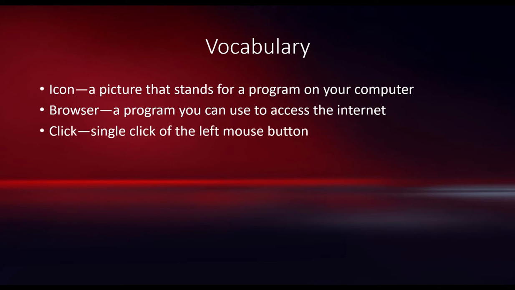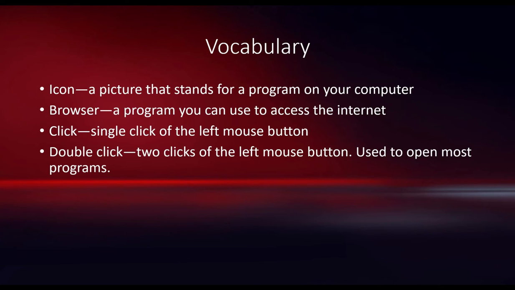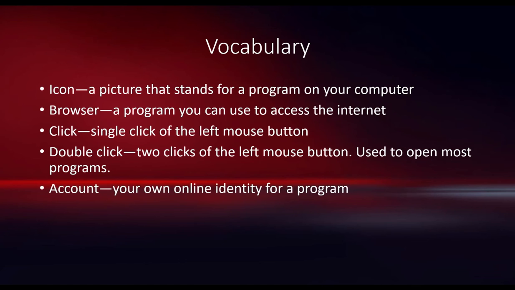Now the next word I would like you to know is click. Click refers to a single click of the left mouse button. For now, you can just ignore the right mouse button. The right mouse button is extremely important, but for now, all you need to use is the left button. Alright? Now the next word I want you to know is double click. Double click refers to two fast clicks of the left mouse button. It's used to open most programs.